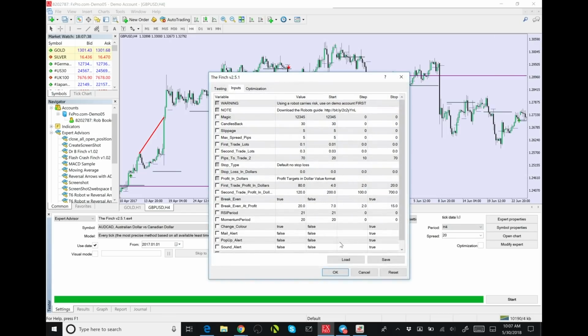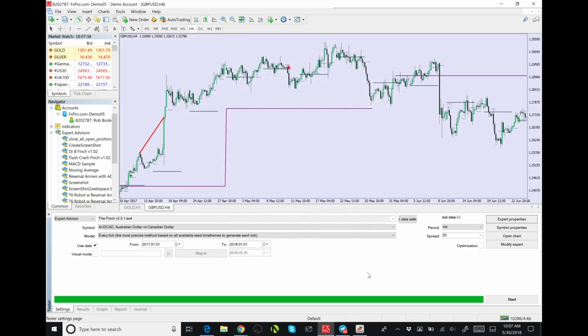Let's do some optimization here. Let's see what happens if we go for a larger amount of profit. Let's start with a $90 profit target, jump in sets of 10 and go all the way up to $150 in profit on trade number 1, and we'll keep our break even at 20. Hopefully that will keep the drawdown as low as possible.